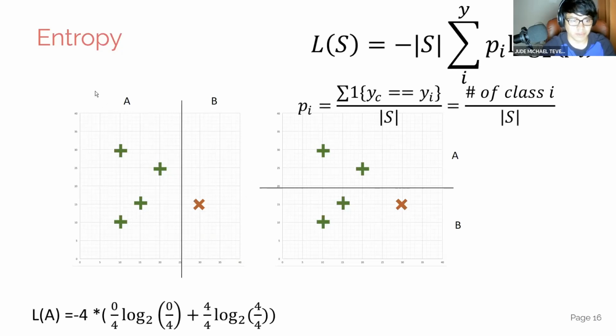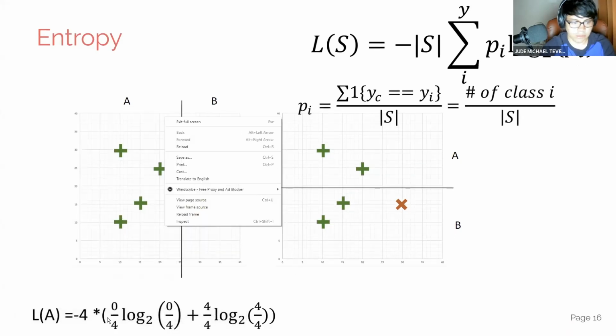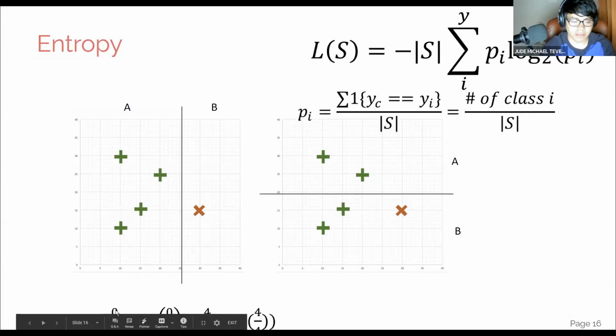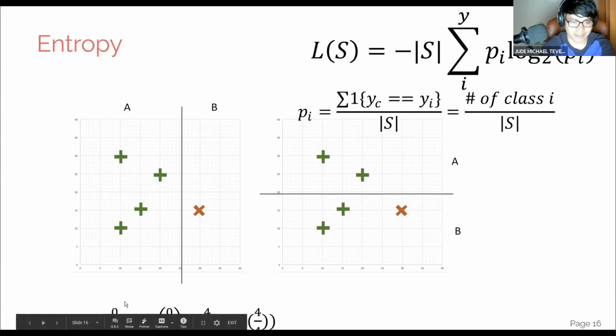So okay, let's compute. For example, this one in this splitting, the loss of A will be this. So -4 because we have four data points in this set, times the probability of, let's start first with class 0 or the negative class. This one we're counting this x here. Since there is none, it's going to be 0/4.